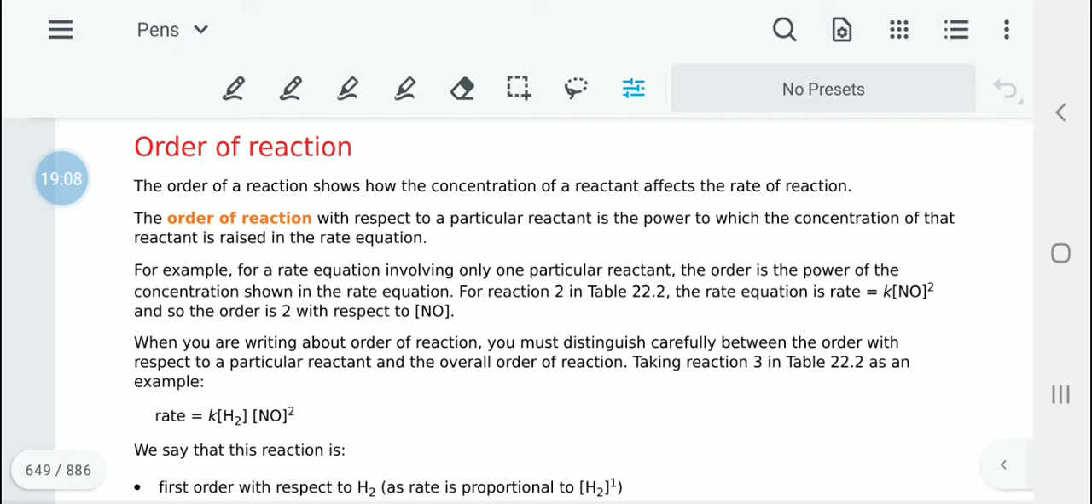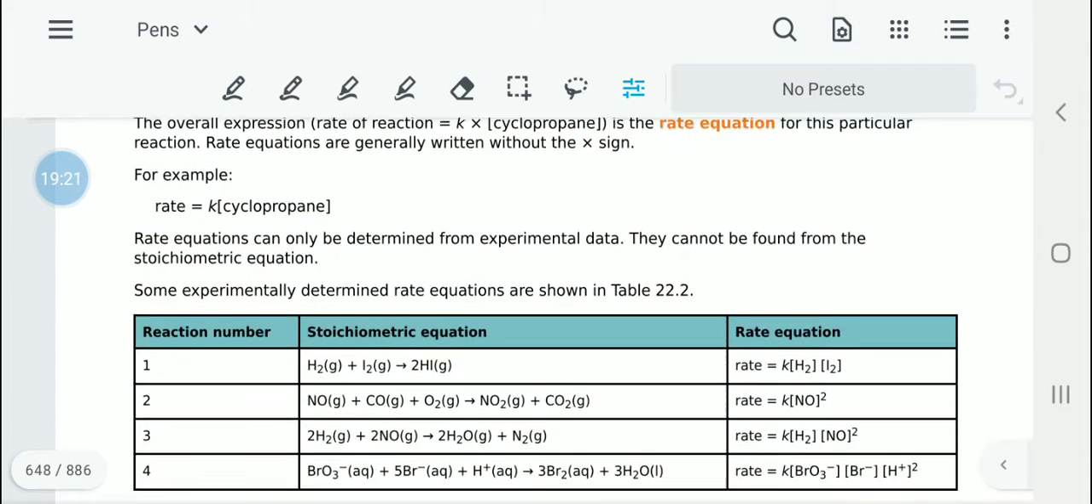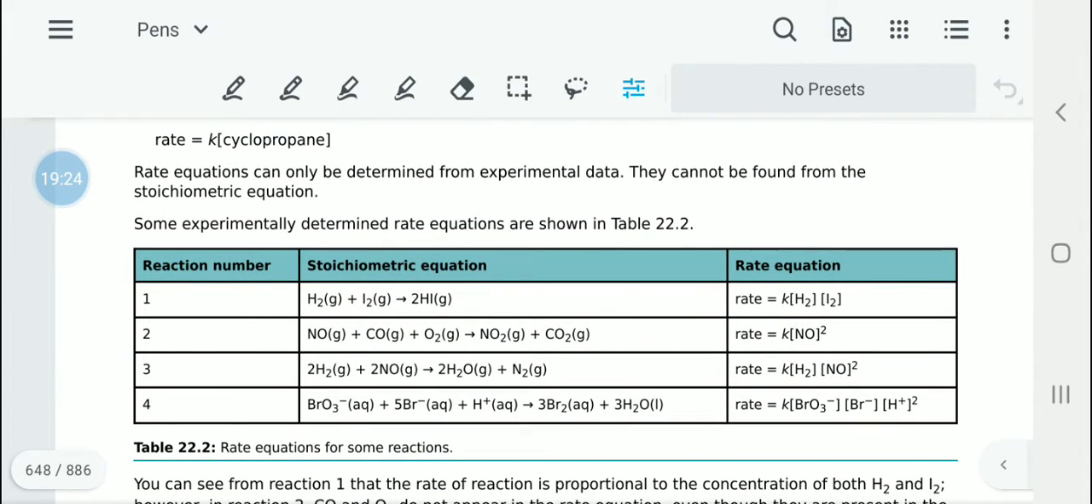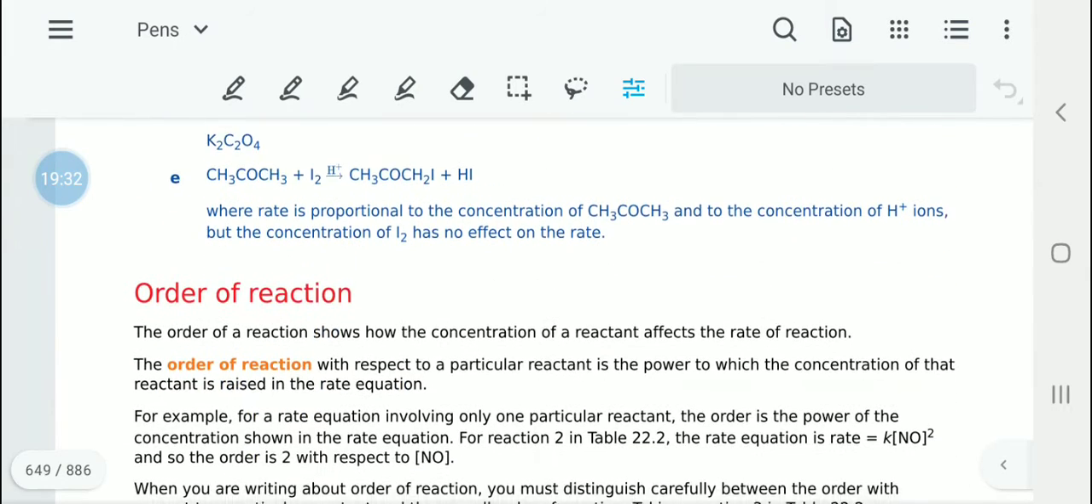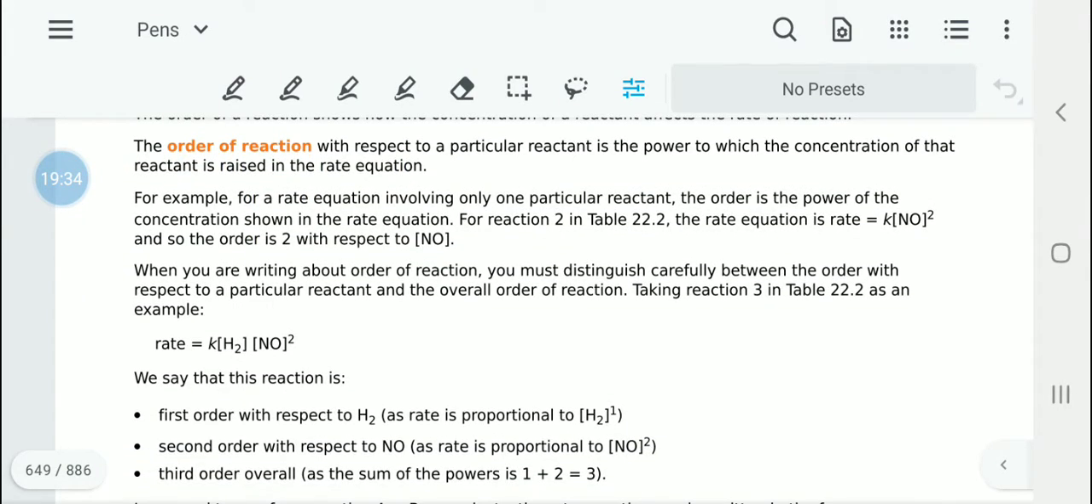Now when we take the rate equation involving only one reactant, the order is the power of the concentration shown in the rate equation. In the second equation here, we can see that for nitrogen monoxide, the rate is NO to the power 2. That power is what we are trying to figure out. That is the order of the reaction. So the order is 2 with regards to NO in that particular reaction.